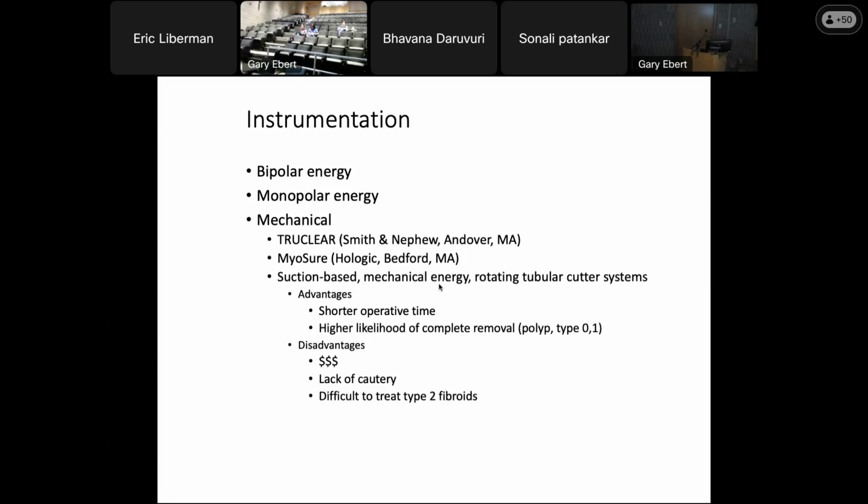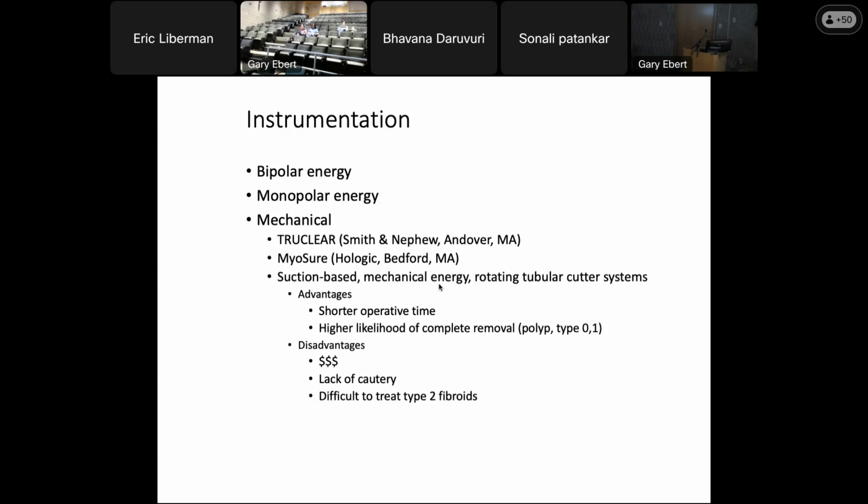gotten into the operating rooms and have really pushed for the TrueClear and MyoSure. When I did my fellowship, when I trained, I learned a lot of bipolar resectoscope. In my opinion, these mechanical morcellators have some advantages you'll hear about. There may be shorter operative time. It allows certain gynecologists to do hysteroscopies or operative hysteroscopies that they may not otherwise be able to, because it's a little bit easier to use. In terms of disadvantages, all these instruments, the mechanical ones, are disposable.